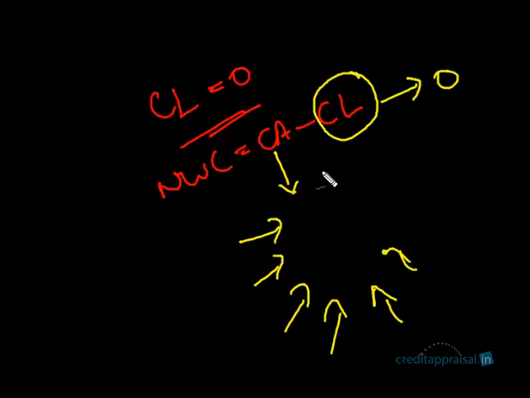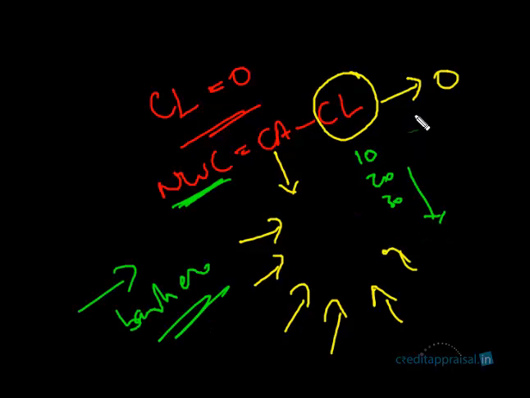The problem is that this doesn't happen in practice. So what happens in practice? There will be some current liabilities, 10, 20, 30, depending on the size of the company. As a banker, you want these current liabilities to be at such a level that it doesn't make NWC look bad. There should be some minimum NWC in the system. That minimum NWC, you can calculate.